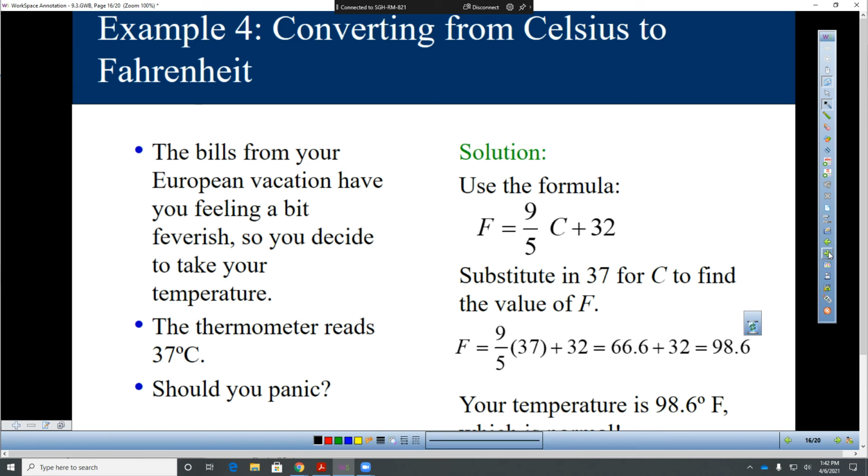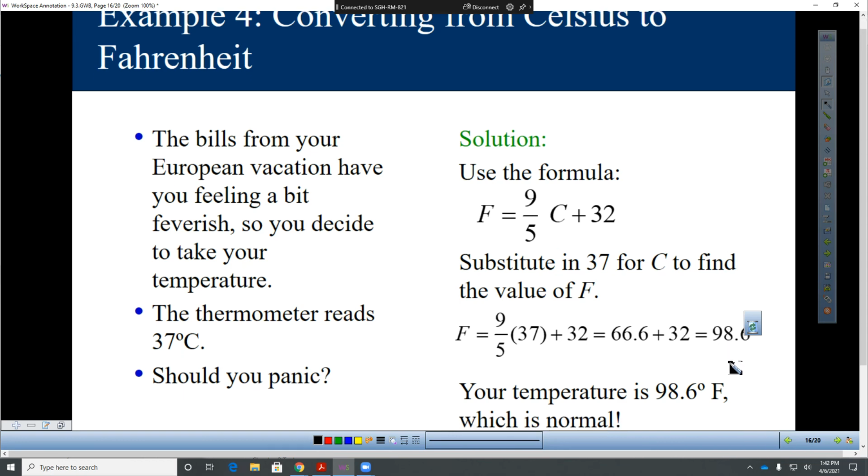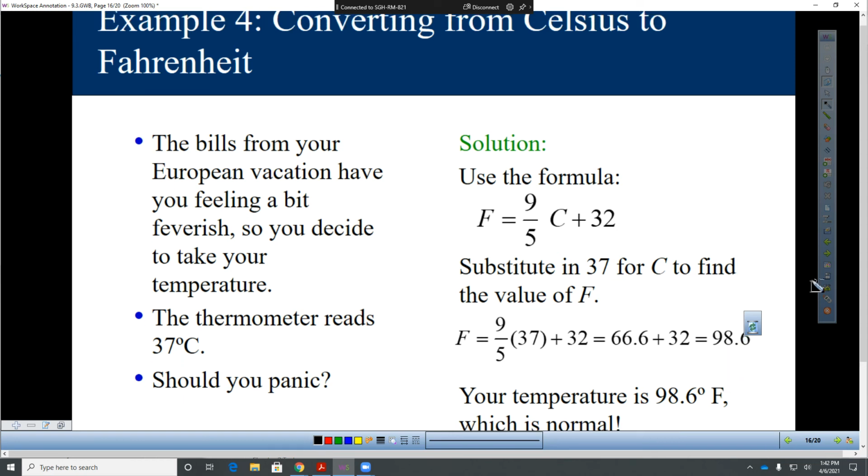All right. So here's one. 37 degrees Celsius. So you put in 37 for C. Multiply 37 times 9/5. 37 times 9/5 is 66.6. You add 32, you get 98.6.